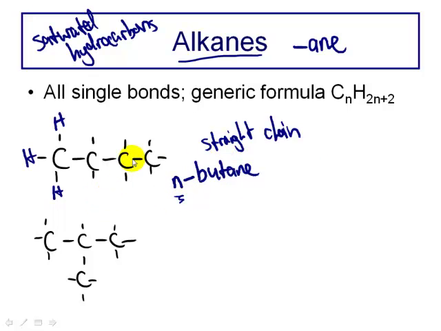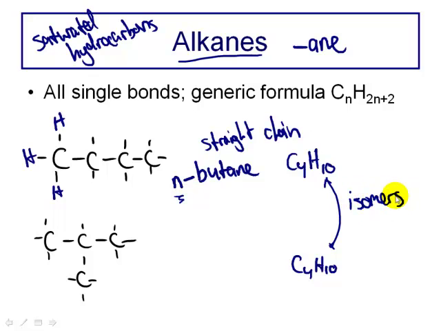The formula of this compound would be 4 carbons, so C4, and then if you count it up, H10. Now, here's why this N is important. Down here, you can also see, if you count this up, this one has 1, 2, 3, 4 carbons, and it also has 10 hydrogens. And so that's going to be the structure, or the formula, of this one right there.